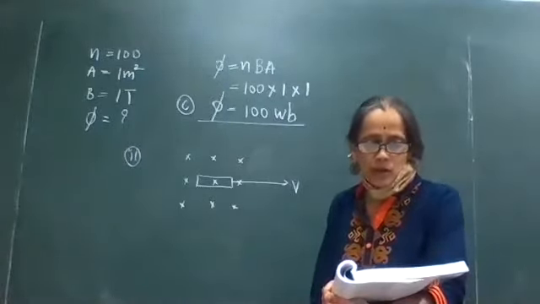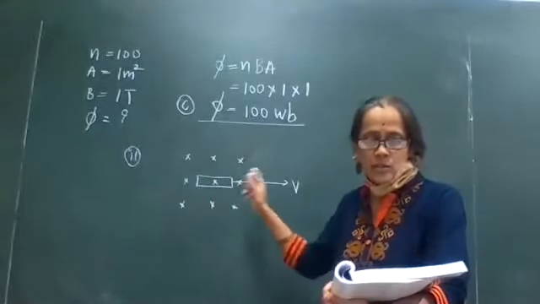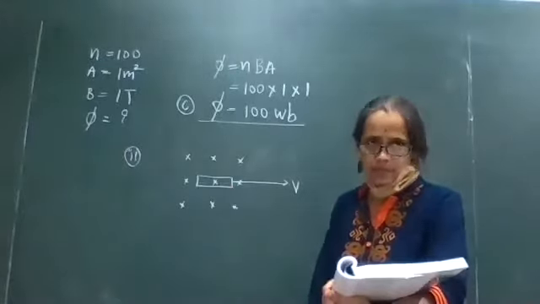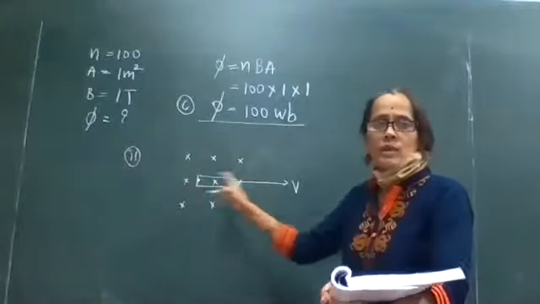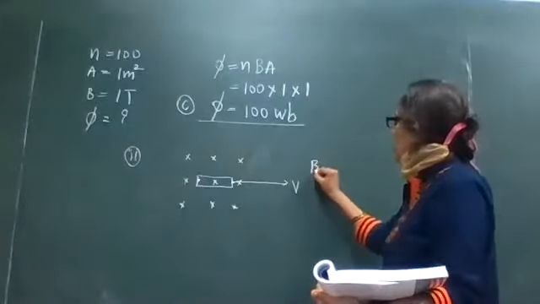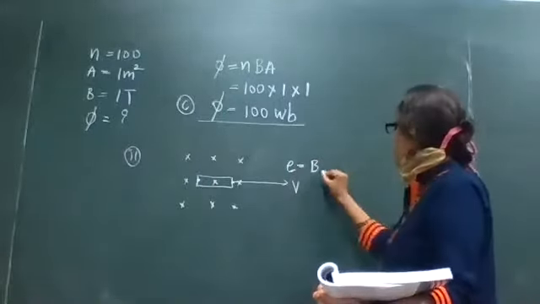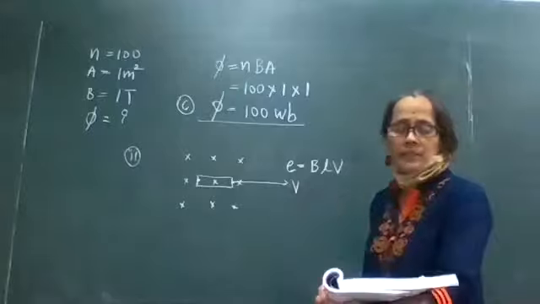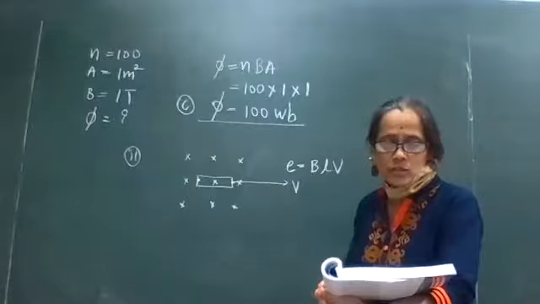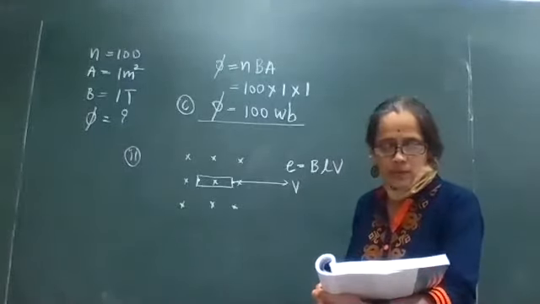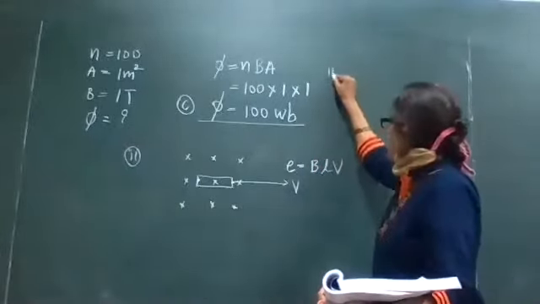What you have to find out is the magnitude of the induced EMF produced between the ends of the moving rod of the conductor. That derivation we have seen: the induced EMF is equal to B v l. That is your EMF induced between the ends of the rod. Clear?